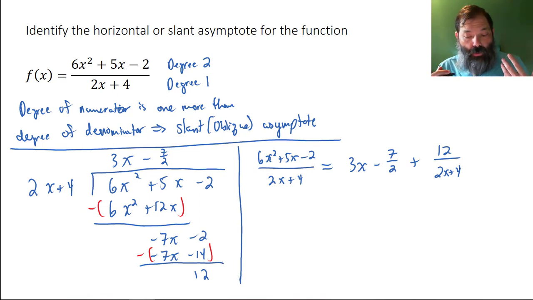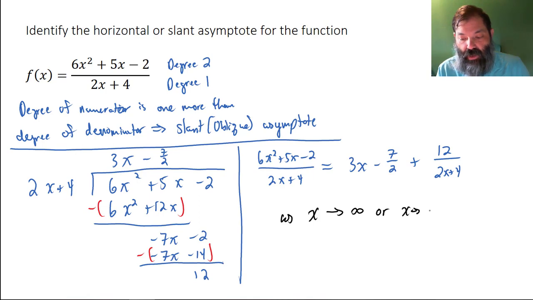Now, what we need to take from this is, as x becomes very large, as x approaches either infinity or negative infinity, look at 12 over (2x plus 4). If x becomes a very large number, that denominator, 2x plus 4, becomes very large, so 12 over (2x plus 4) will approach 0.